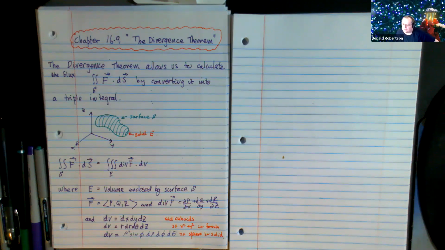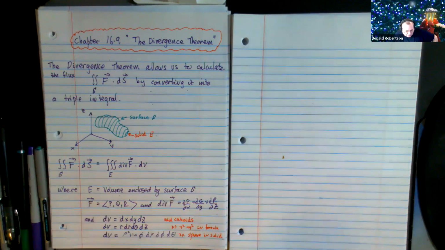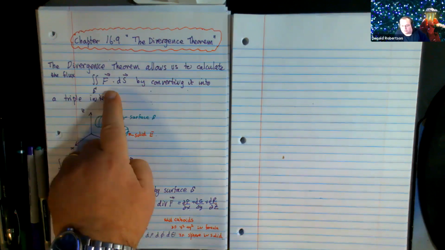And it's called the divergence theorem. So I've got the written stuff here. You can either write it or look at it later on the video when it gets put up. It's called the divergence theorem, and it's yet another way to find the flux.